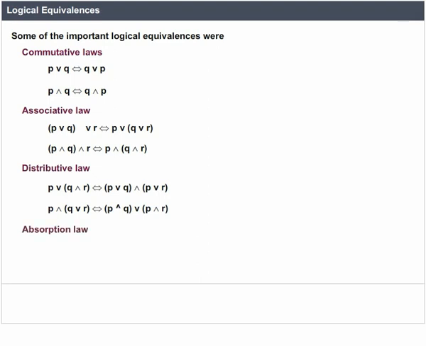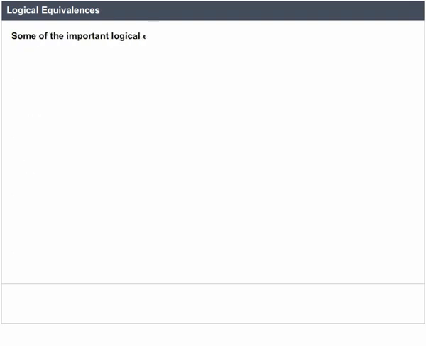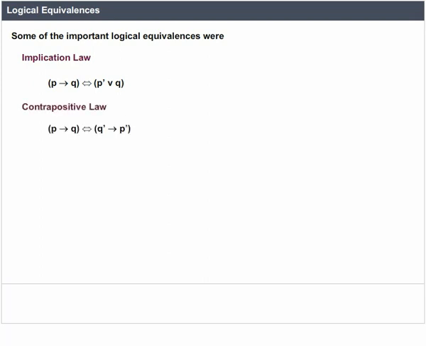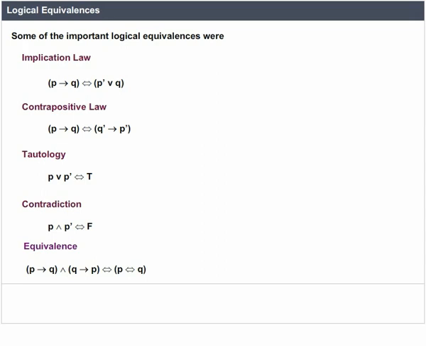Absorption law, P and (P or Q) if and only if P, P or (P and Q) if and only if P. Some of the important logical equivalences were: implication law, P implies Q if and only if not P or Q; contrapositive law, P implies Q if and only if not Q implies not P. Tautology, P or not P if and only if T. Contradiction, P and not P if and only if F. Equivalence, (P implies Q) and (Q implies P) if and only if P if and only if Q.